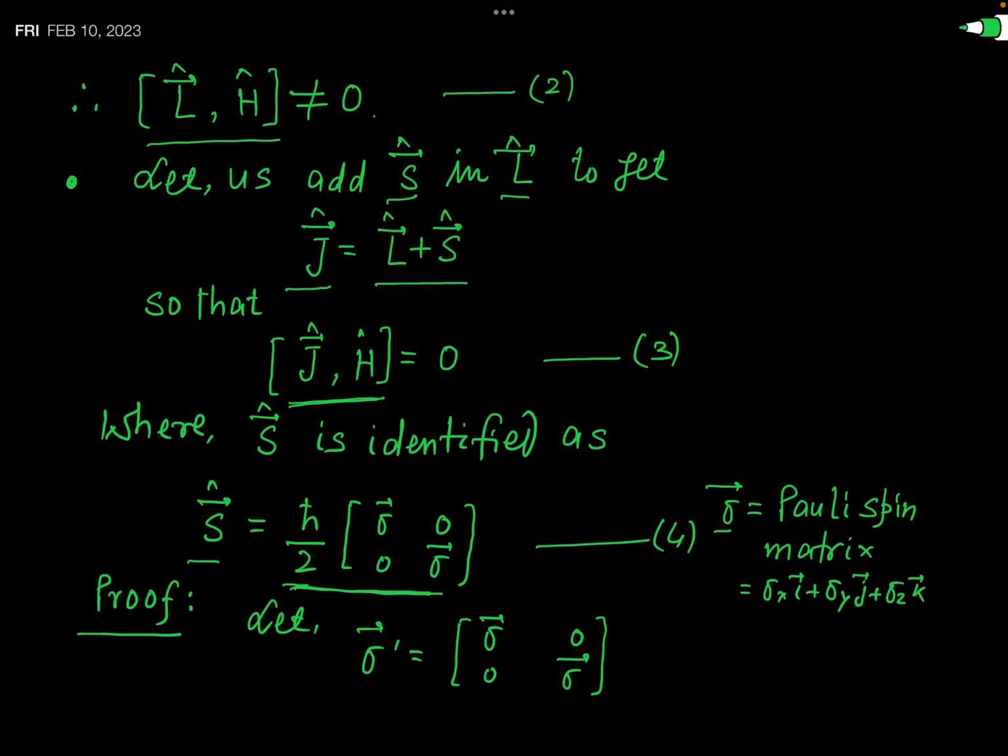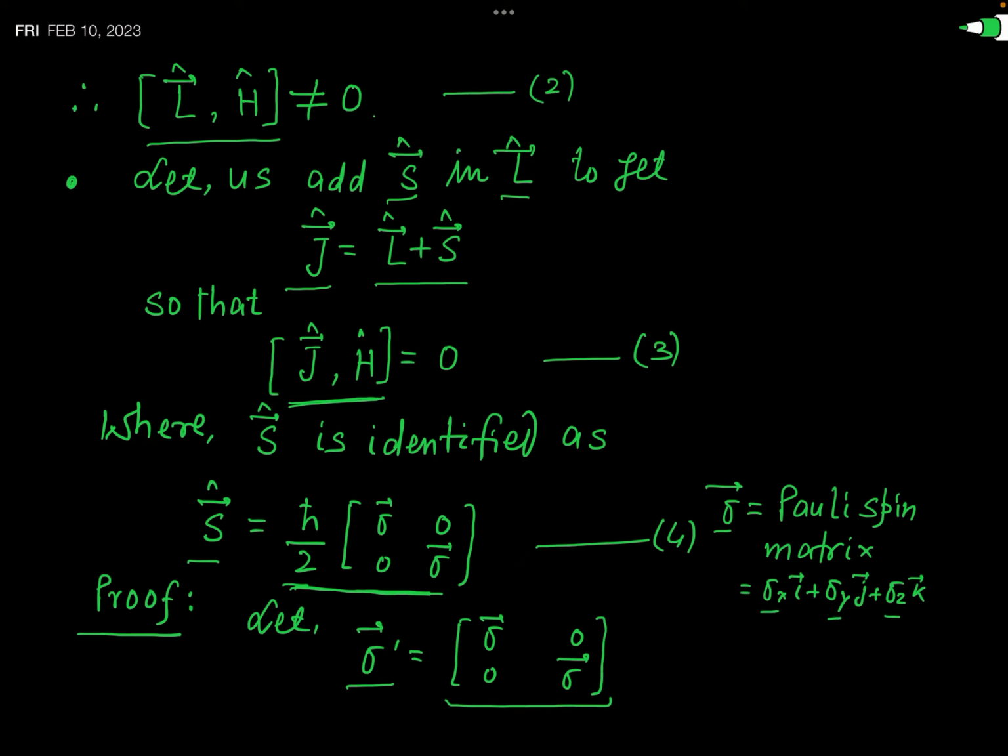For explaining this very important fact, let us define a matrix sigma dash, and this sigma dash is defined by this matrix: sigma 0; 0 sigma, where sigma, as I have told you, is the Pauli spin matrix. And this Pauli spin matrix, you know, has 3 components.